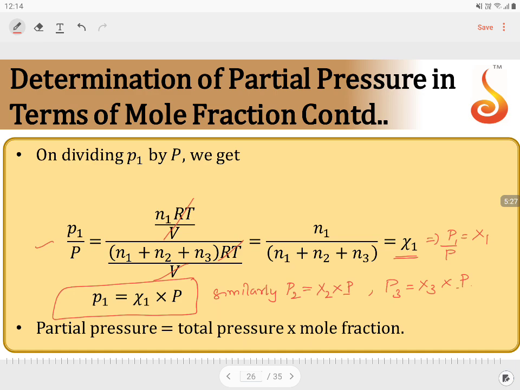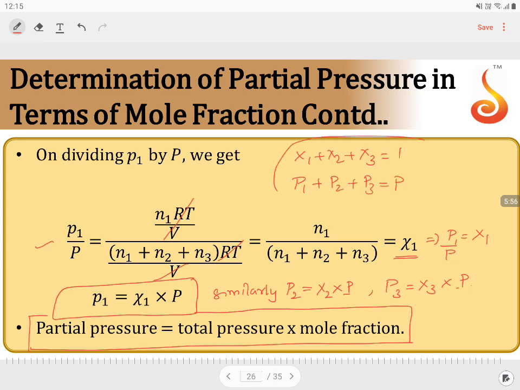So this is how we can write that partial pressure of any gas is equal to total pressure into mole fraction of the gas. So the partial pressure is equal to mole fraction into total pressure. So this is the formula for calculating anything, and we also know sum of the mole fractions is equal to 1. Same way, sum of the partial pressures is equal to the total pressure. So these are the two conditions we need to remember along with this.